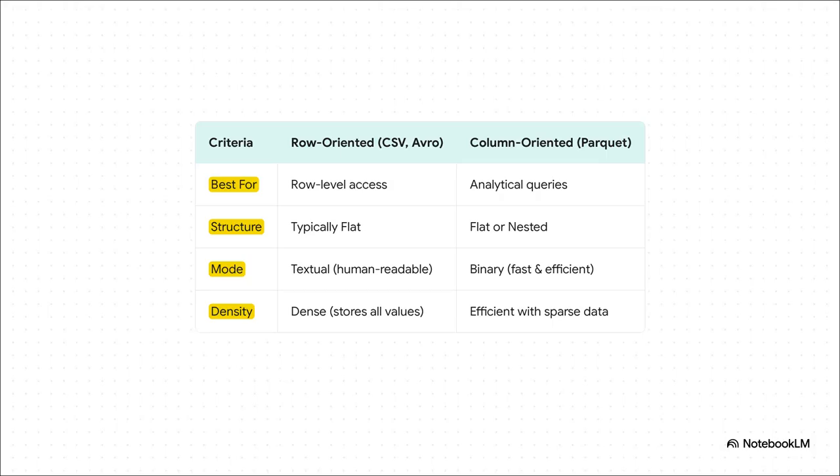What's so interesting here is the core trade-off. See, row-based formats like CSV are fine when you need to grab an entire row at once. But for analytics, where you're usually just selecting a few columns out of maybe hundreds, a column-oriented format like Parquet is a total game changer because it only reads the specific columns you ask for. That makes your queries dramatically faster.